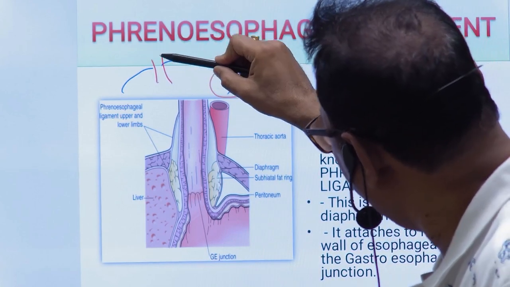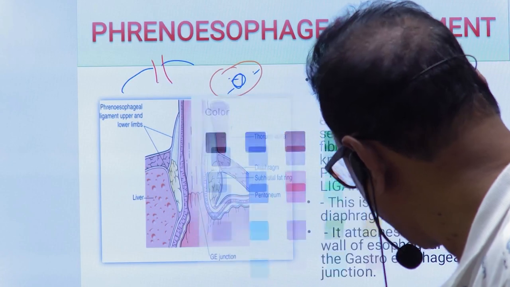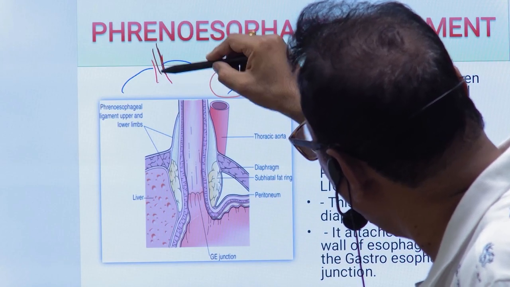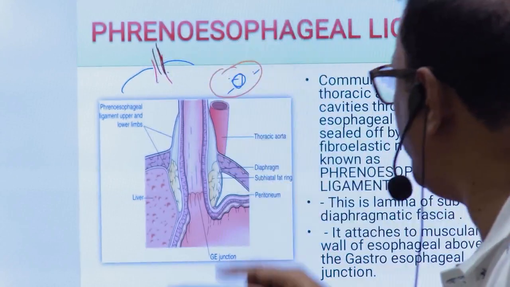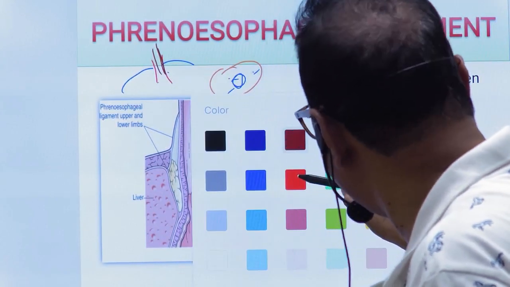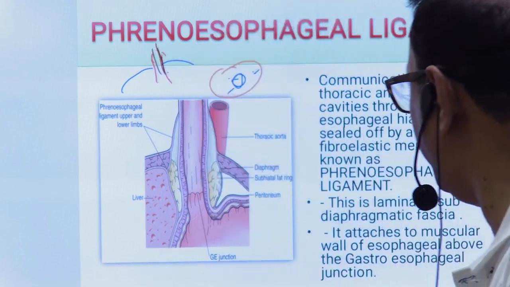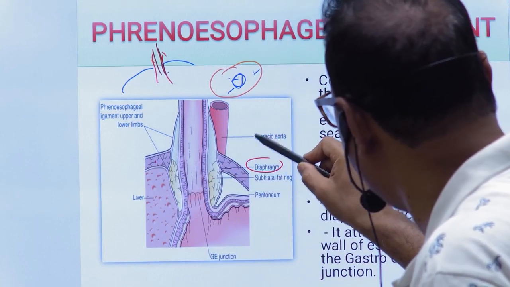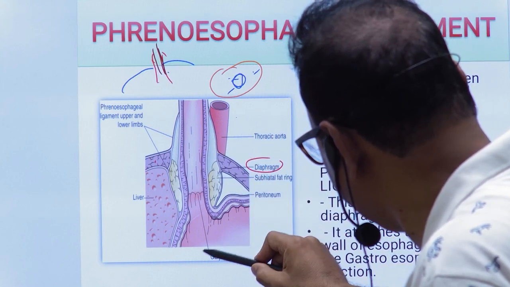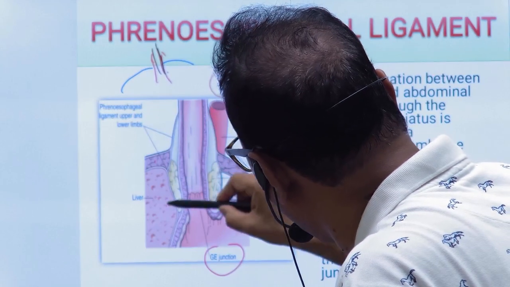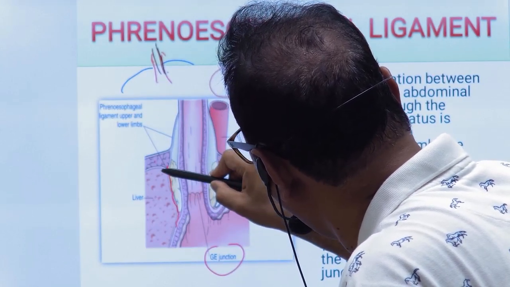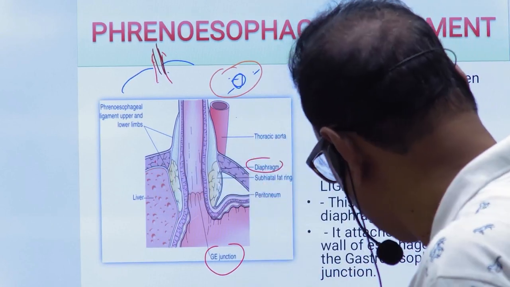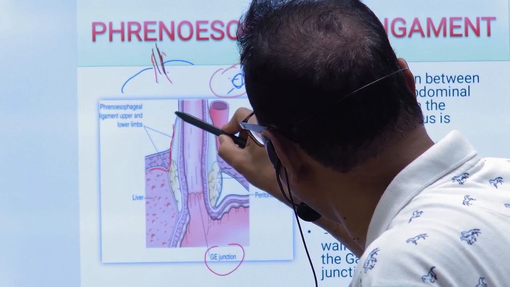And we have the esophagus. The esophagus is passing through this. So this ligament will pass through the esophageal aperture from the diaphragm, and it will get attached. We are seeing in this diagram that this is the liver. We have the diaphragm over here, and this one is the thoracic duct. This one is the esophagus. This is the gastroesophageal junction. And we have the pharyngeo-esophageal ligament. See this one. This ligament is coming from within, coming like this and going like this, and it attaches to the esophagus.